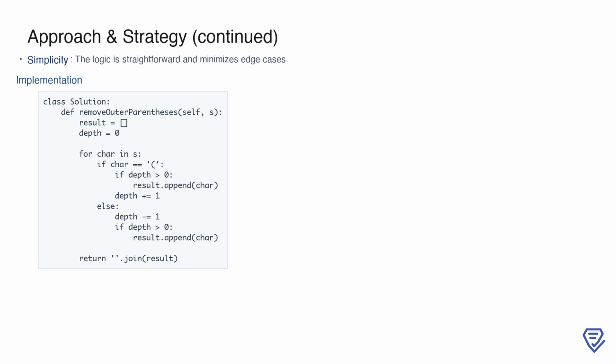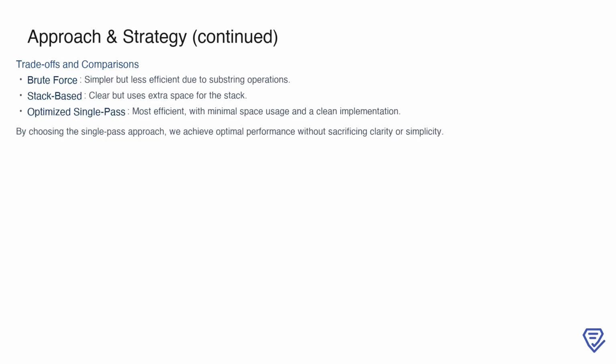This implementation is concise, processes the string in a single pass, and avoids the need for extra data structures beyond the result list. By directly leveraging the depth counter, we achieve a clean and efficient solution that handles all valid parentheses strings correctly. When comparing the approaches, the brute force method, while simple to grasp, is less efficient due to the overhead of substring operations.